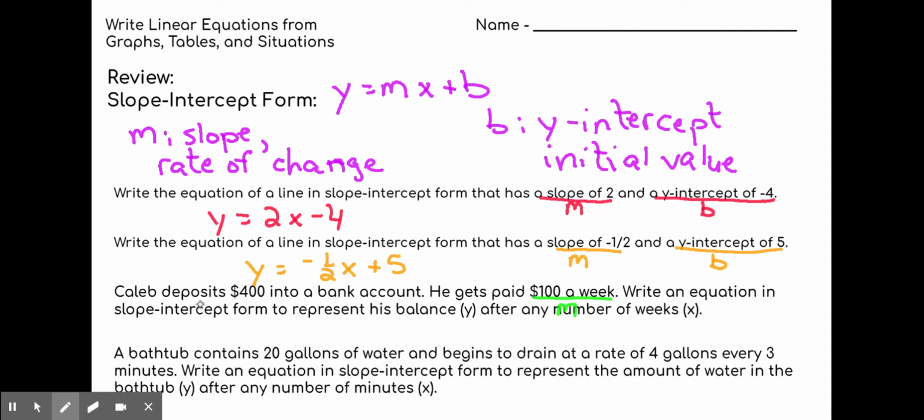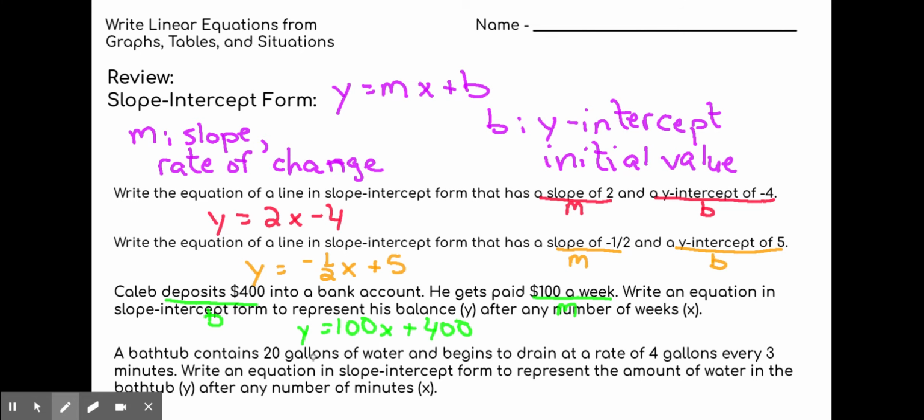That's m. And he deposited $400 into that account. So that's his initial value. That's b. So we would say y equals 100x. That's $100 per week plus the $400 he started with. So y equals 100x plus 400.